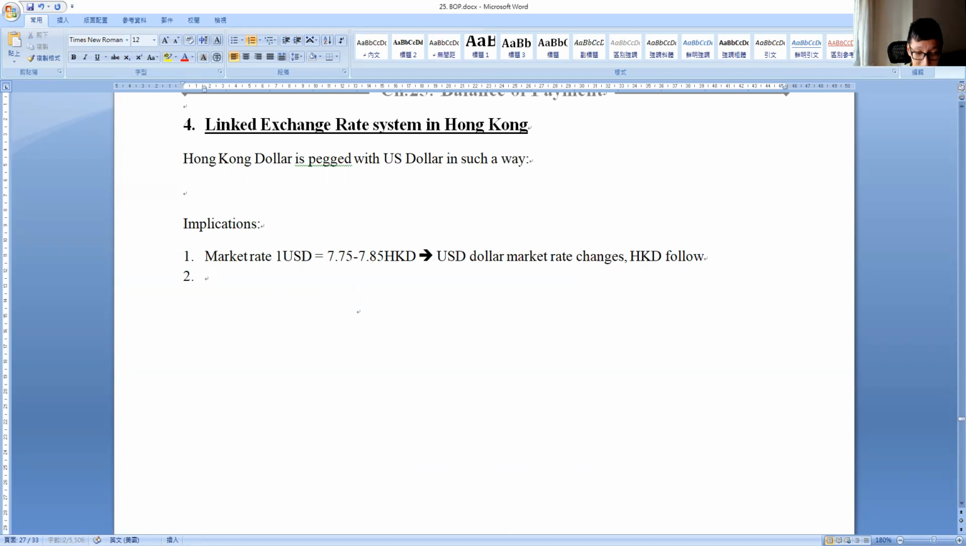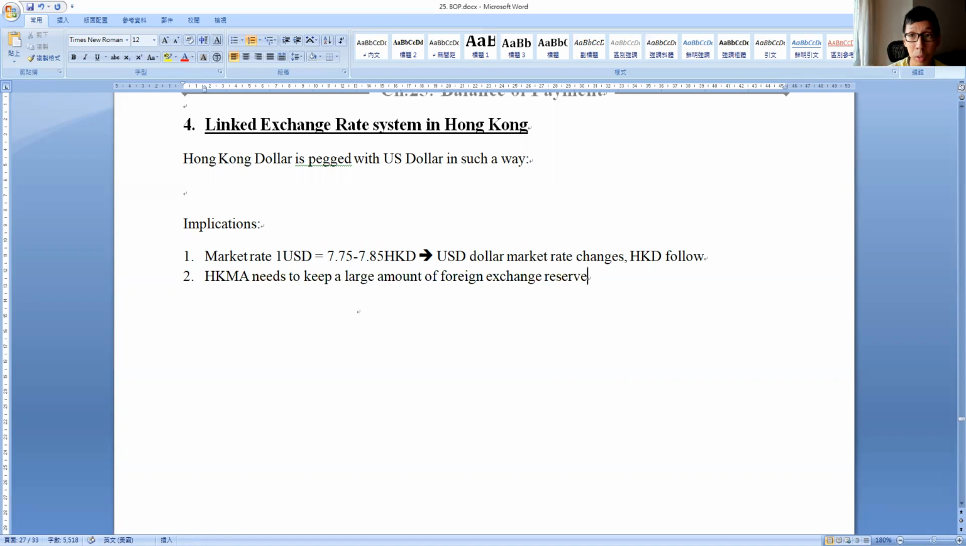Now number two, something to do with HKMA. Remember, I just said banks sometimes do not cooperate. So when they do not cooperate, HKMA will need to intervene in the market by themselves. So in order to keep the market stable, HKMA would need to keep a large amount of foreign exchange reserve in order to intervene in the market when needed.